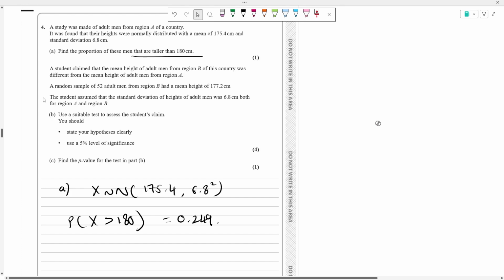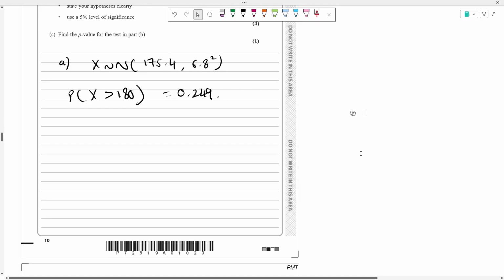Now for part B, we've got a hypothesis testing. It says that a student claimed that the mean height of adult men from region B of this country was different from the mean height of adult men from region A. So this is probably going to be a not equals to, or two-tailed, test. A random sample size of 52 adult men from region B had a mean height of 177.2. The student assumed that the standard deviation of the heights was 6.8 for both A and B, and we need to do a test, and our significance level is 5%.